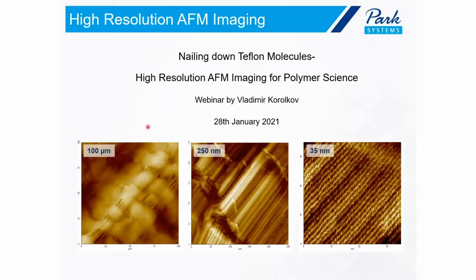So starting from the smallest scale, I want to mention, Justina already did, but here I can also put in a few words. My colleague Vladimir Korolkov will give a webinar on nailing down Teflon molecules, high resolution AFM imaging for polymer science. And he took these beautiful images of a Teflon film at larger scales, starting from about 100 micrometers, zooming in on 250 nanometers, and then about a 35 by 35 nanometer scan. And here you can see individual polymer chains. And these images were acquired on Park Systems tools.